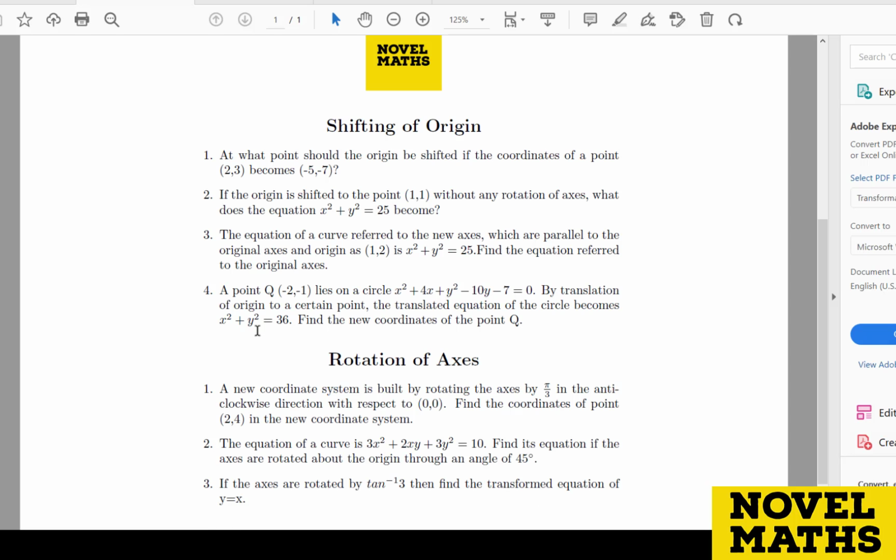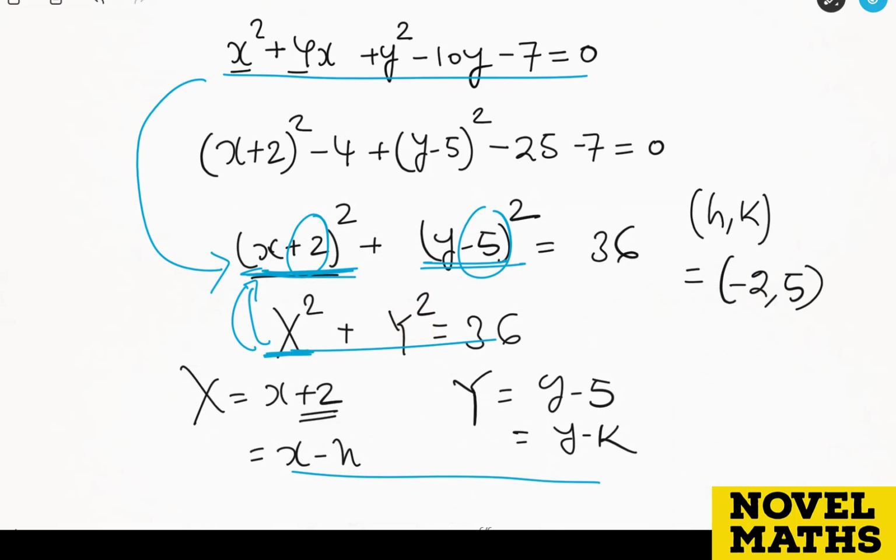And in the question, one point was given: negative 2, negative 1. Okay, negative 2 and negative 1. So you have to shift by, the origin itself is shifted by this point. So you have to, what? You have to subtract it, right? Minus 2 will be plus. So this will be 0, and negative 1 minus 5 is negative 6. So this point will become 0 and negative 6.